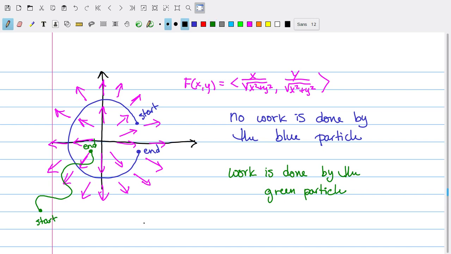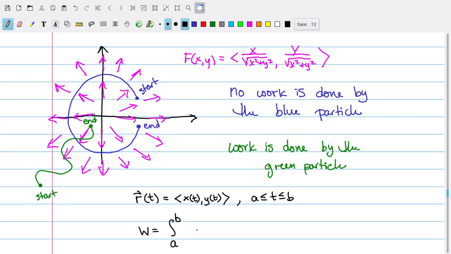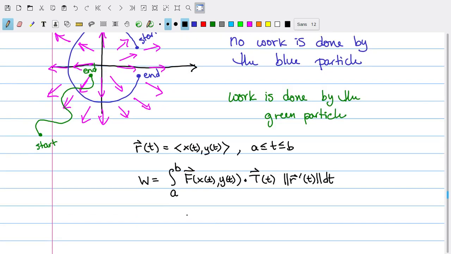So if my particle's trajectory as a function of time is given by r of t equals x of t, y of t, from some starting time a to some finishing time b, then the work done is going to be the integral from a to b of the local force field at some particular value, which is just f of x of t, y of t, which is a vector here. And I'm going to dot product that with my local tangent vector to my curve at that particular t value. And I'm going to multiply that by my little arc length element, which I remember is given by the magnitude of r prime of t dt. And if I add all that up, I get exactly the amount of work done.